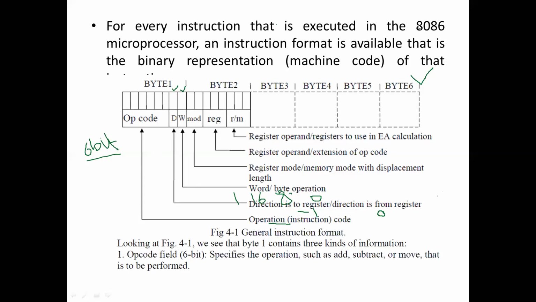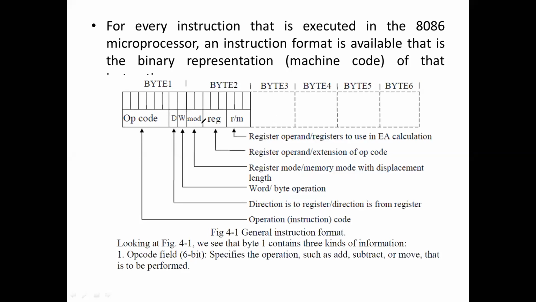So the first byte is simple to understand: we have 6 bits for opcode. We don't need to remember the machine code for all the instructions. That will always be given in the question. If it is not given, then we can take 6 times X, defining that it may have some 0-1 combination dedicated to that particular instruction only. Now D is for the direction of the operand, going to register or from register. In this case, we can have memory also, and word or byte operation.